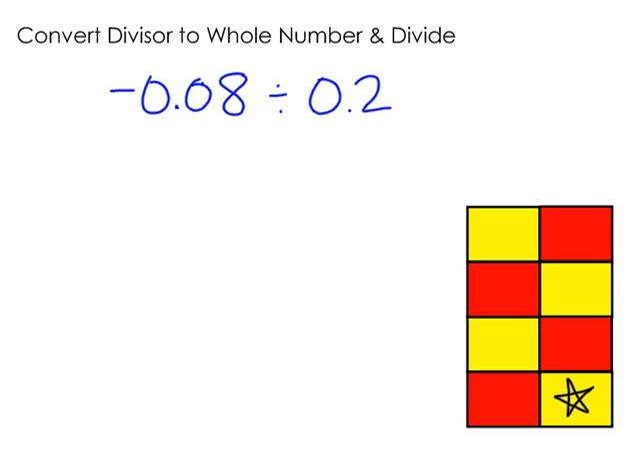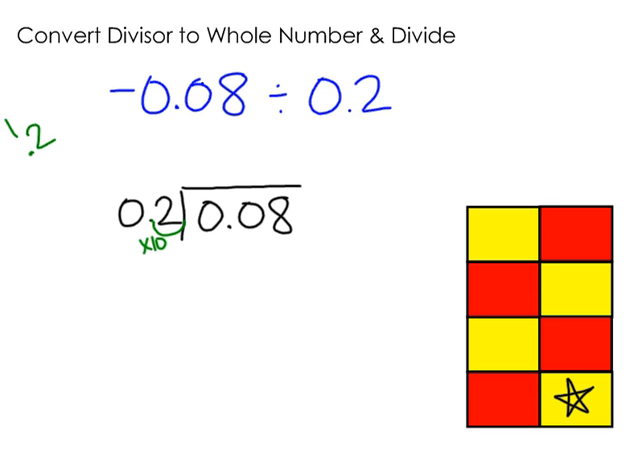Okay, the first number is the one that goes inside of your division box. So we would write this as 0.08 on the inside and 0.2 on the outside. Now, it's not going to work very well unless you change your number on the outside that you're dividing by into a whole number. And the way that you can do that, if we multiply this by 10, 0.2 multiplied by 10 is going to be just 2. So that changes the problem so that you have 2 on the outside.